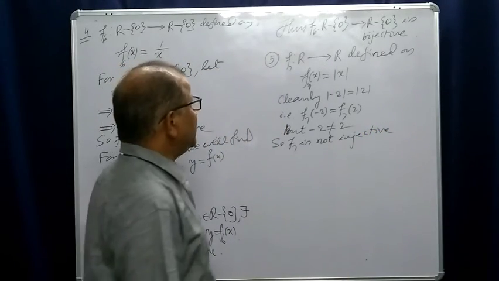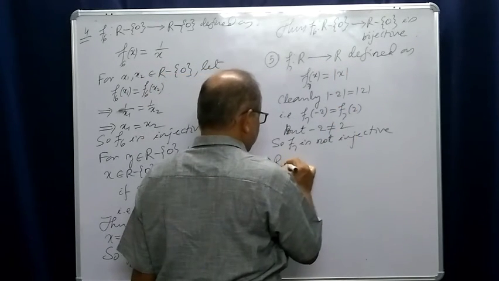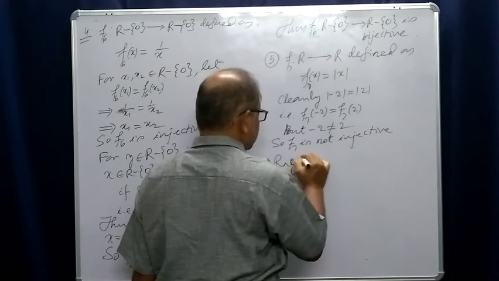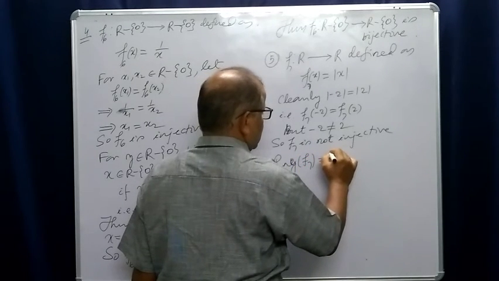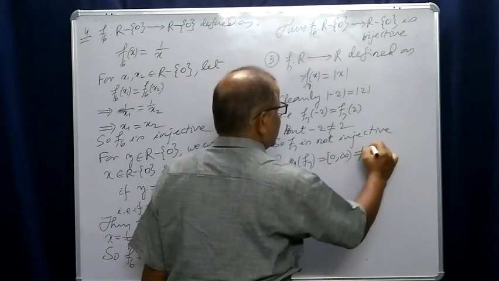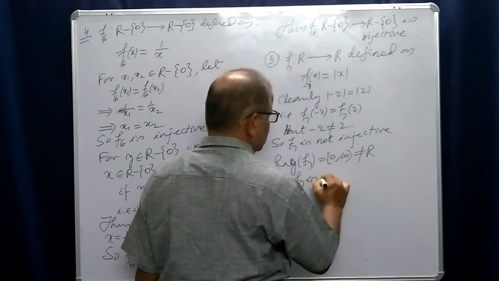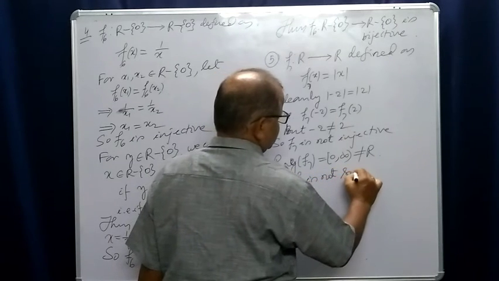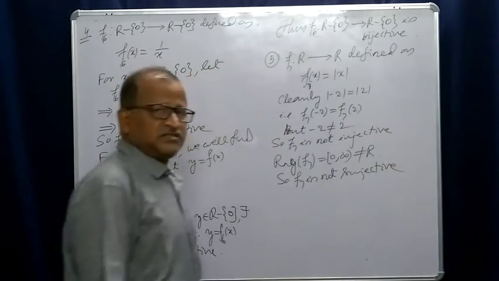Again, the range of f7 is 0 to infinity, which is not equal to R. So f7 is also not surjective. It is not surjective.